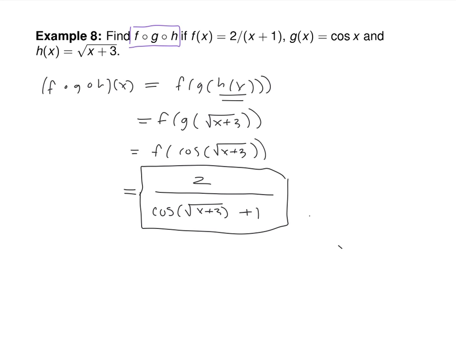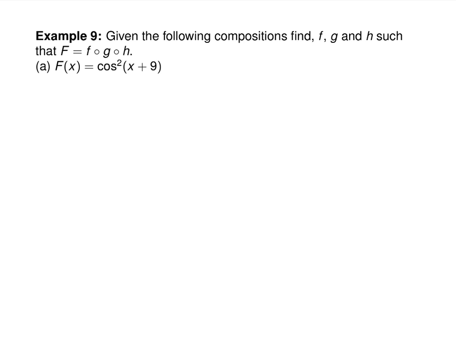So the next question is kind of like a puzzle. I've taken 3 functions and put them together. Tell me what they were. Okay, so here's what I mean. Cosine squared of x plus 9. This is the same thing as cosine of x plus 9, squared. Okay, that's the first thing, that's what that notation means.